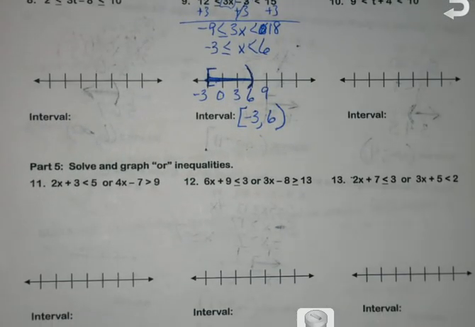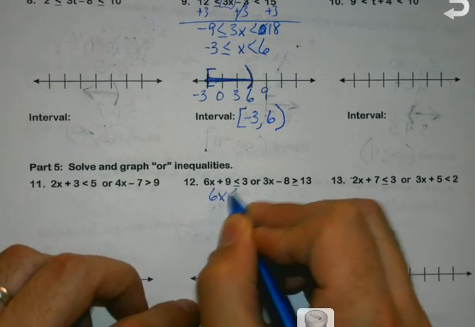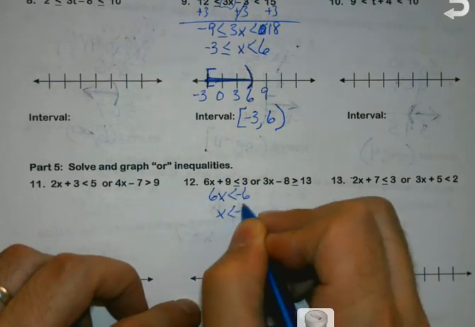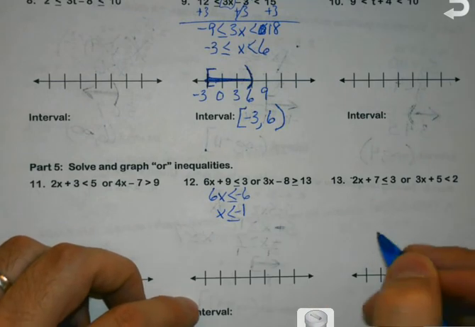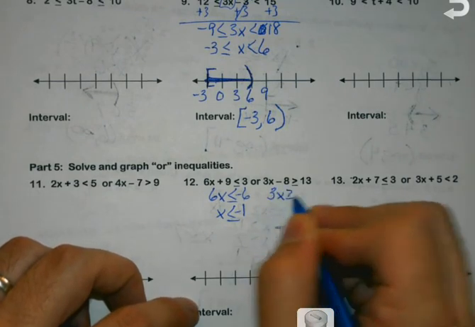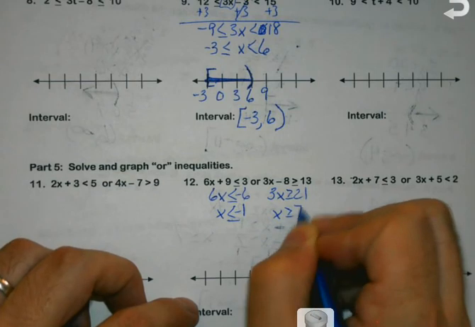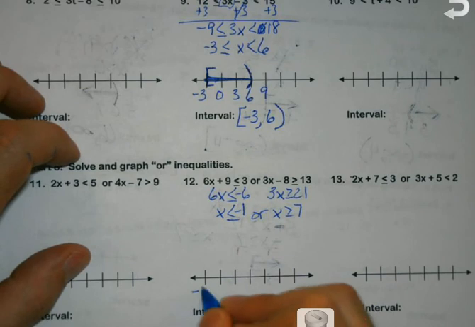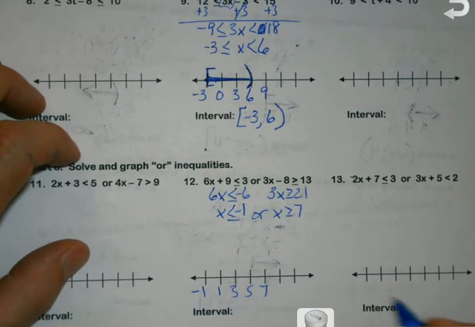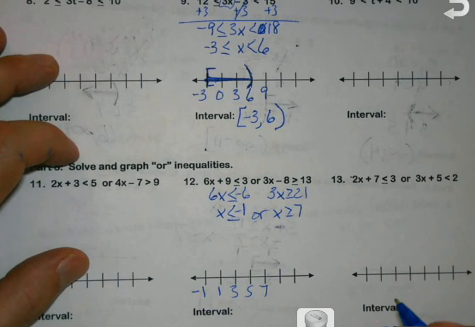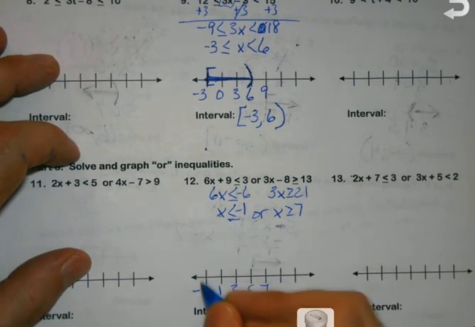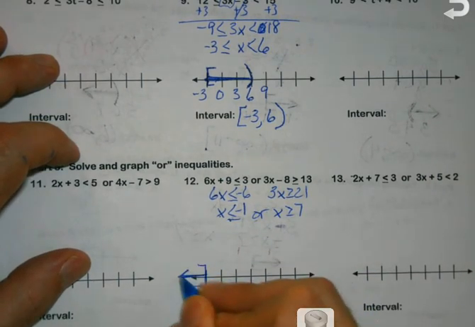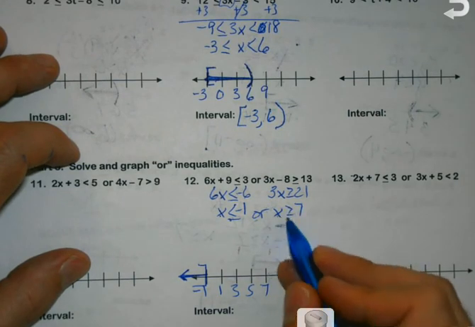And then again, the only difference with ORs is once you get down to the end of your problem and solve it, you do each one separately. Keep my "or" in the middle there. Let's see. Let's count every other. But this time they don't come together. If I graph each one separately, x is less than or equal to -1. Less than goes left. X is greater than or equal to 7. That goes right.